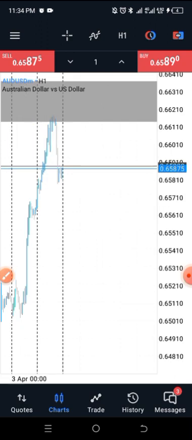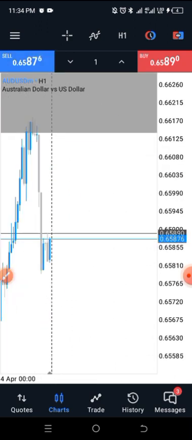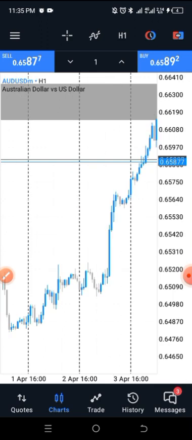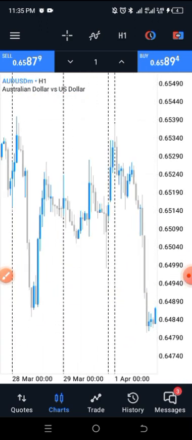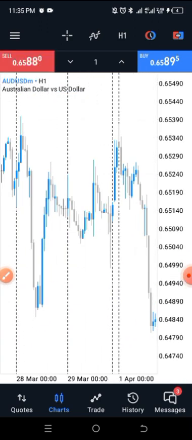So when we identify a line for a zone, we go up 20 pips, we come down 20 pips, or we go up 30 pips, come down 30 pips, and that whole area is a zone.